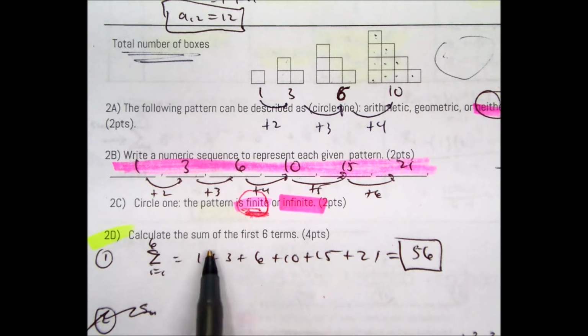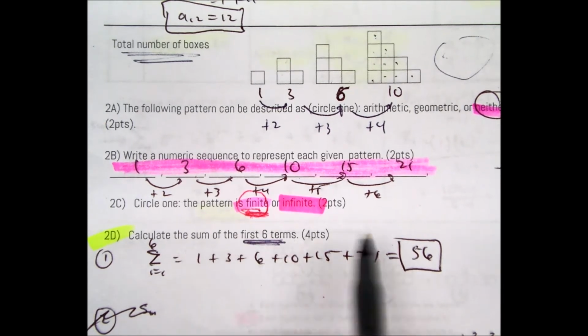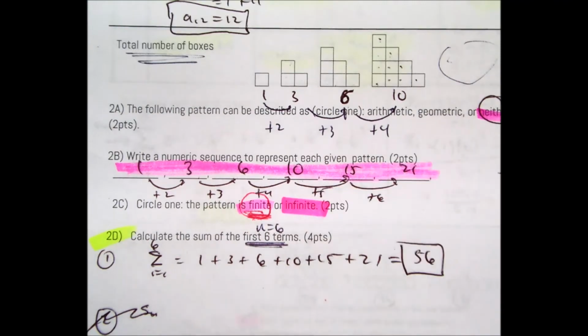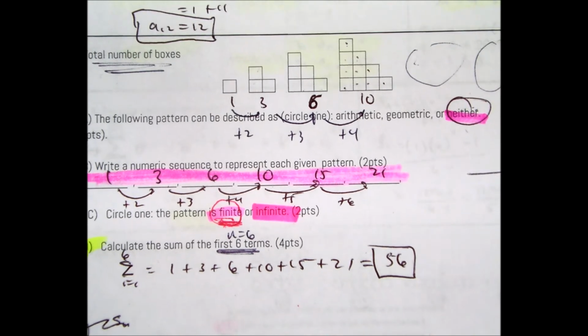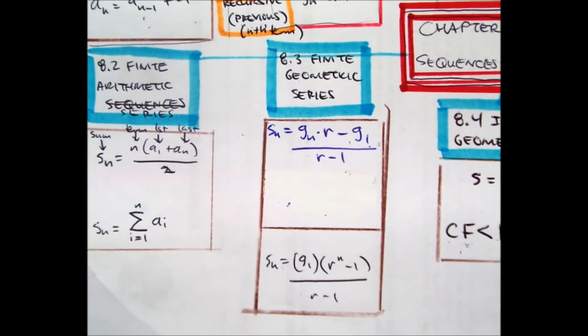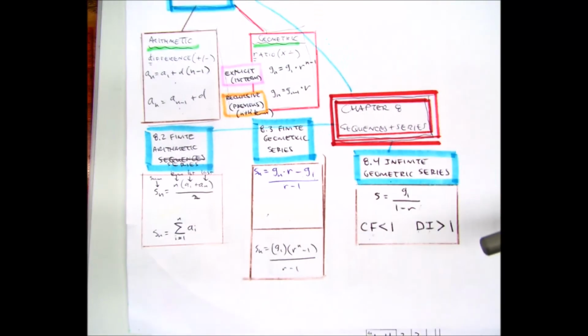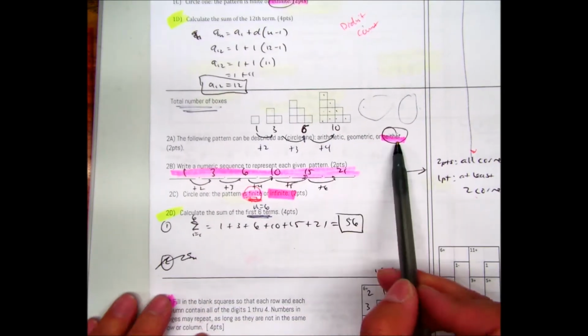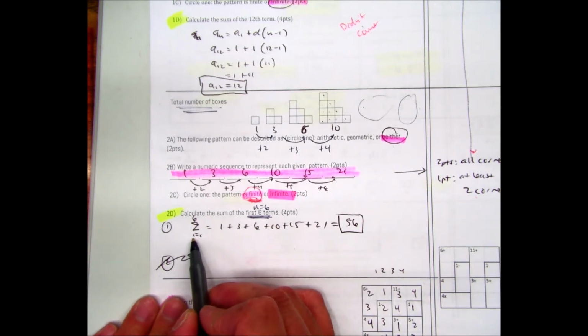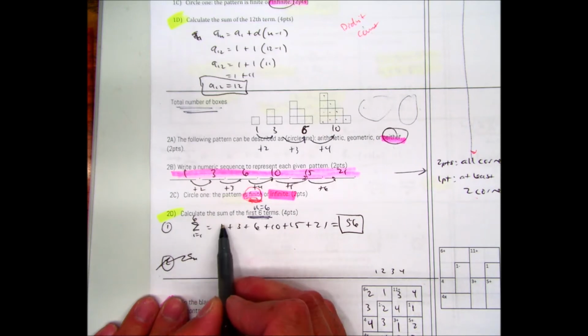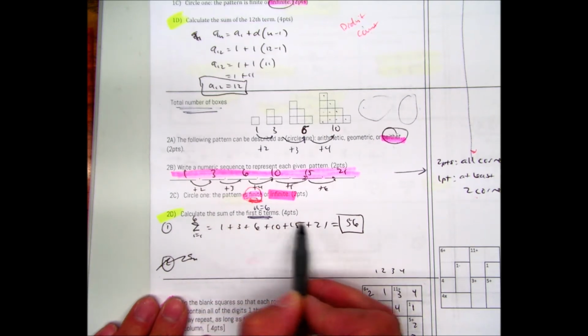2D says calculate the sum of the first 6 terms. Okay, so first 6 terms, your n is equal to 6, right? I need 6 of these pictures, and because it's neither, that means you can't apply any of the formulas. None of the formulas actually apply. So if you just continue out this list, you could just add them. I use some summation notation, i equals 1, so I'm starting with the first one, and I'm adding up to the 6th one. So 1 plus 3 plus 6, 10, 15, and 21. I get a total of 56.